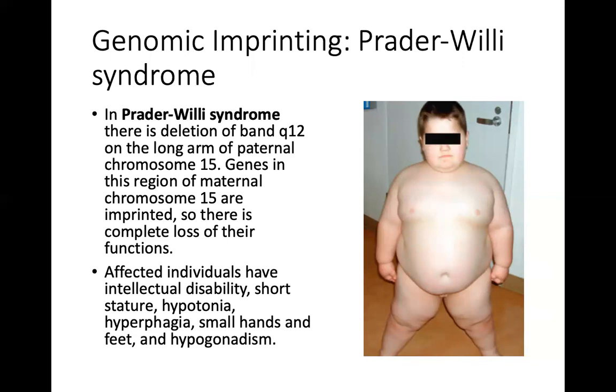So an example is your first, Prader-Willi. In Prader-Willi syndrome, there's deletion of band Q12 on the long arm of paternal chromosome 15. And genes in this region of maternal chromosome 15 are imprinted, so there is complete loss of their functions. So remember sa Prader-Willi natin, the affected individuals will have intellectual disability, short stature, hypotonic. Hypotonia, hindi rigid yung muscle tone mo.